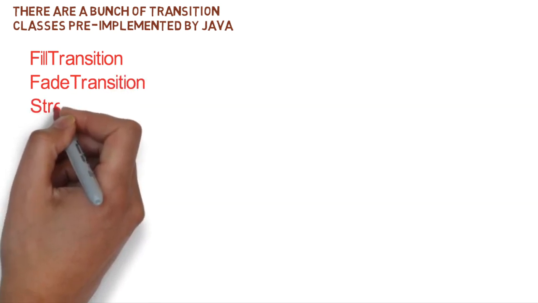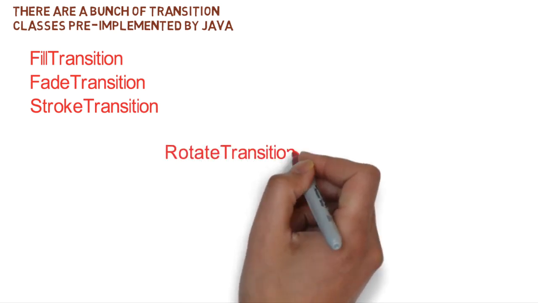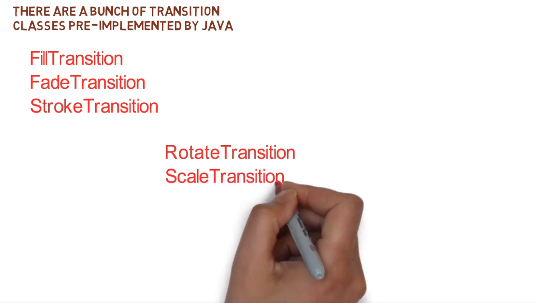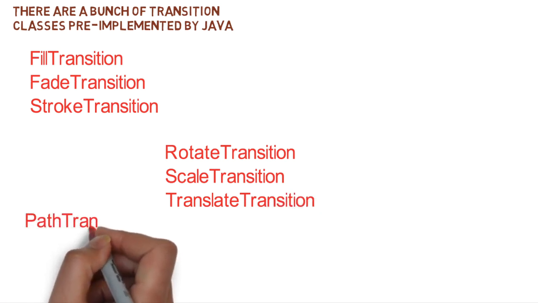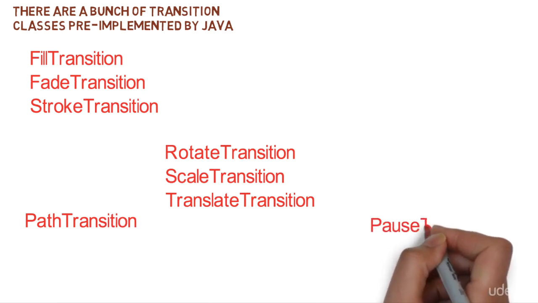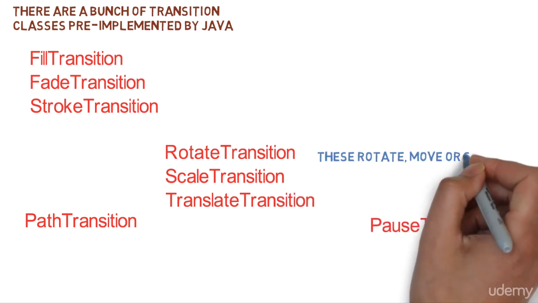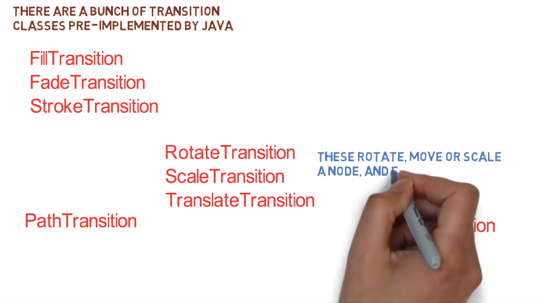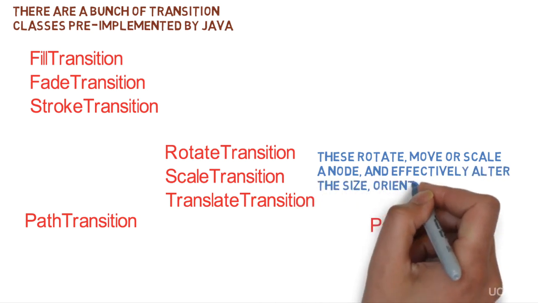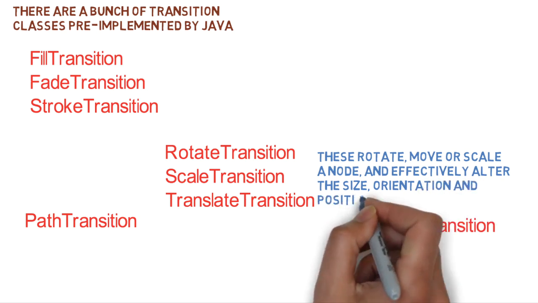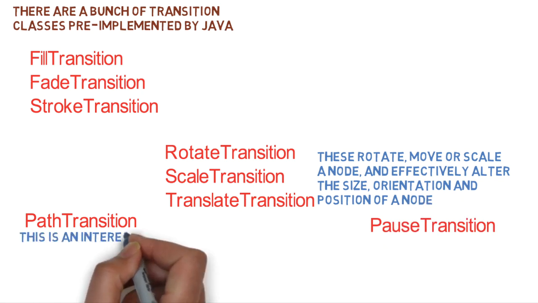So we have the fill transition, the fade transition, and the stroke transition. After that, we have the rotate, scale, and translate transition. Then we have something called the path transition, and then a pause transition. The rotate, scale, and translate transitions rotate, that is, turn on an axis, move or scale a node. A node is effectively any UI control. It can be a shape, it can be text, anything. So that is what these transitions alter, the single property that they alter. They effectively alter the size, orientation, and position of a node.